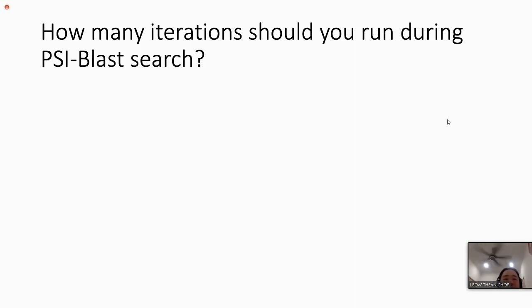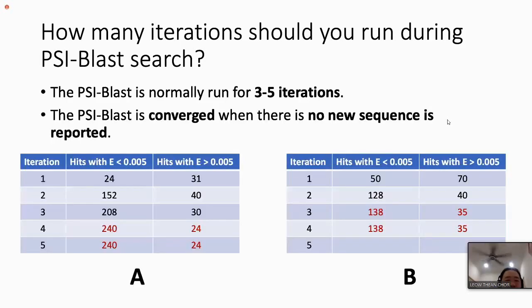Then how are you going to stop? When are you going to stop for each of the iteration blast? What information tells you that you can stop now, based on the result that you obtain? Until the solution converges. PSI-BLAST is normally run for 3 to 5 iterations, and it is converged when no new sequence is reported.